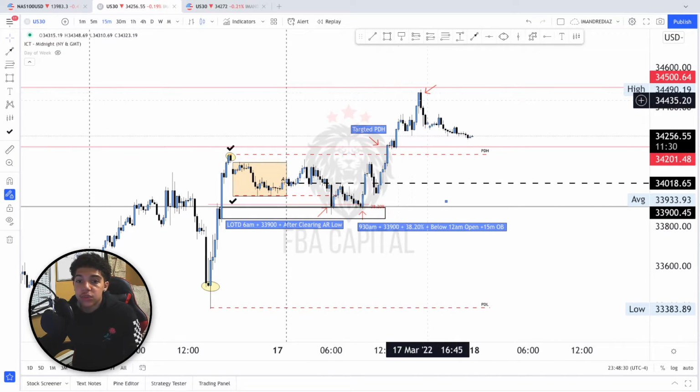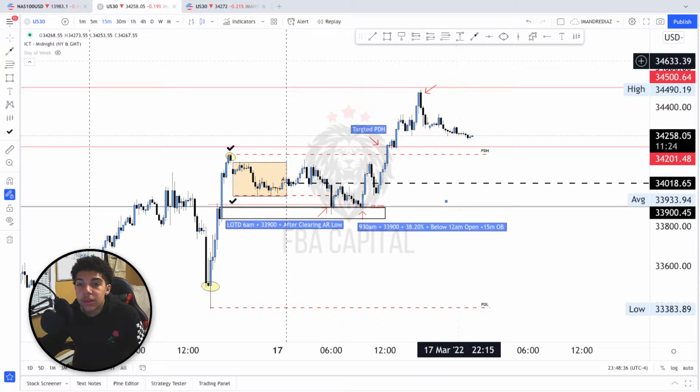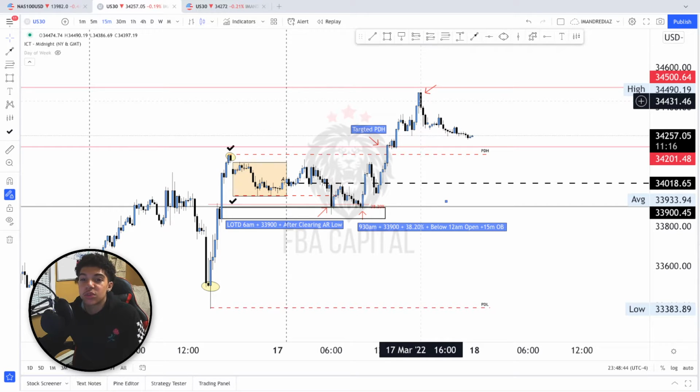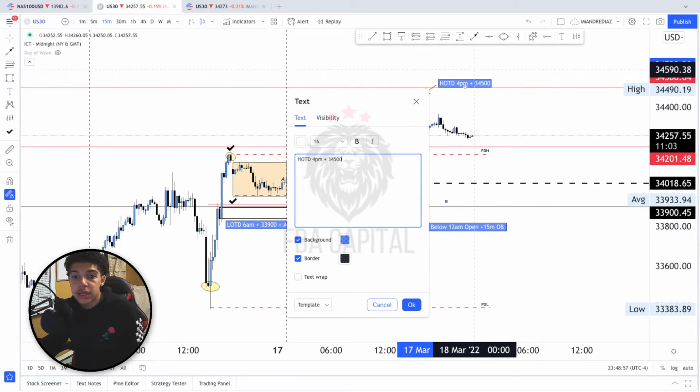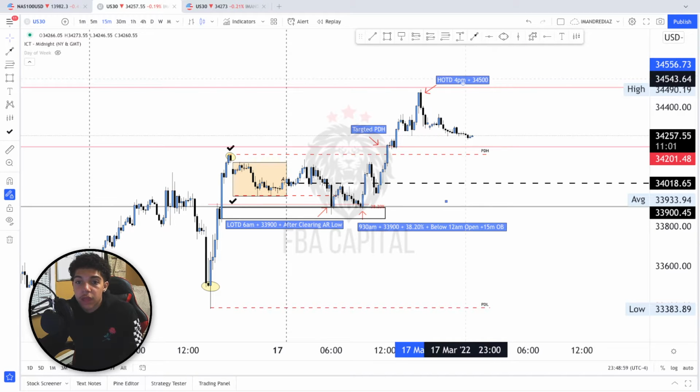So now it leads to this last point in price, which is right here. We have the high of the day that was created at 16 o'clock, so it's about 4 o'clock in the afternoon. High of the day at 4 p.m. At what level? We targeted 34,500, and this is where price ended up closing for the high of the day.